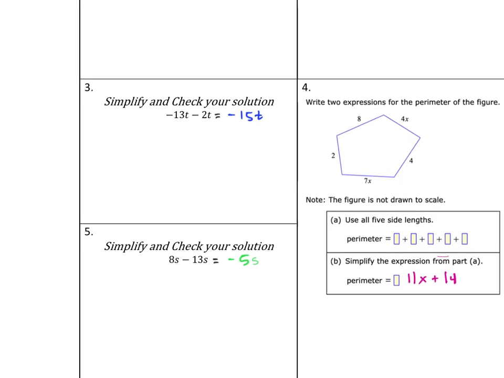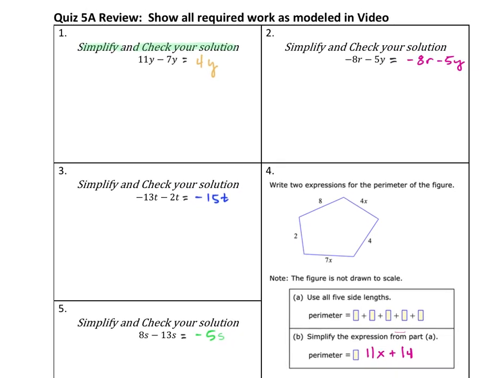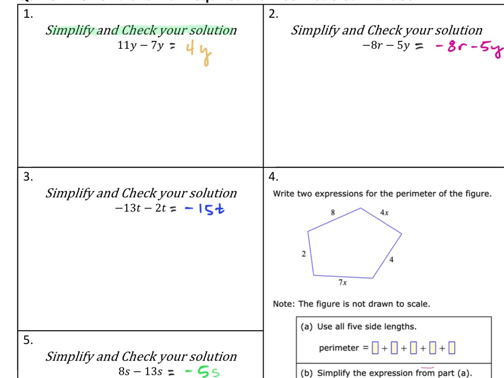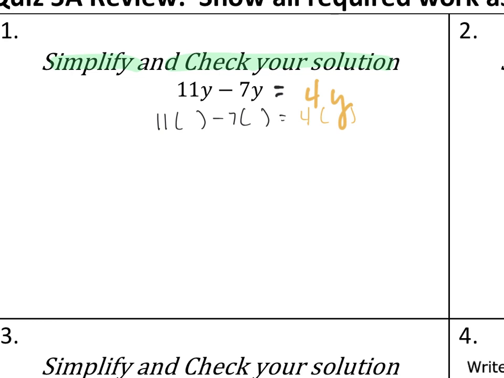Now you would have checked those if you're going to get full credit, right? So you would have plugged in some number. Just to give you an example, we have this written out. 11y minus 7y should equal 4y. Let's say we plug in a 3 for y. So we put a 3 in here.